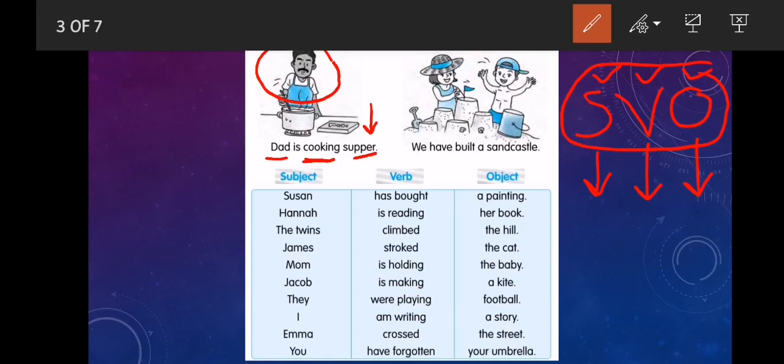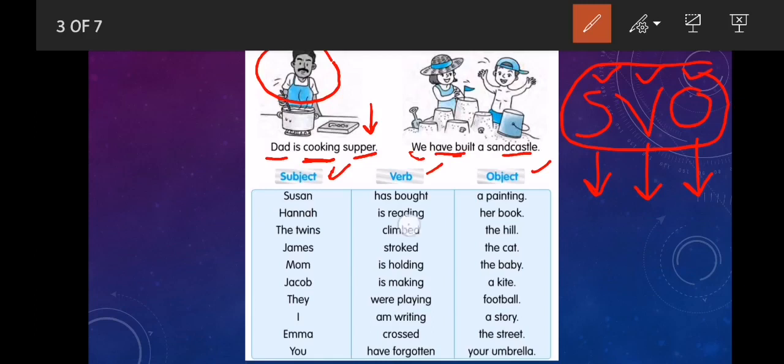Alright. For example lagi, we di sini sebagai subjek, have built di sini adalah verb dan sand castle di sini adalah objek. So kita ada a few example lagi untuk subjek, okay, untuk verb dan untuk objek. Okay. Susan has both a painting. Hannah is reading her book.